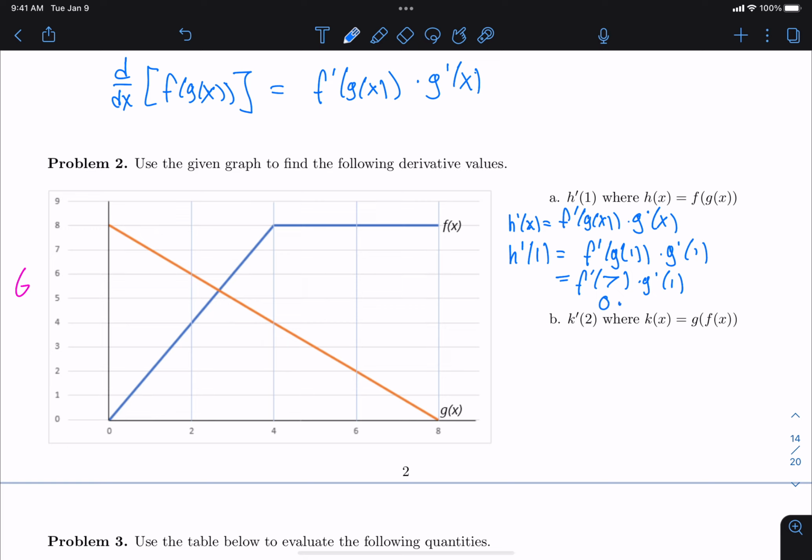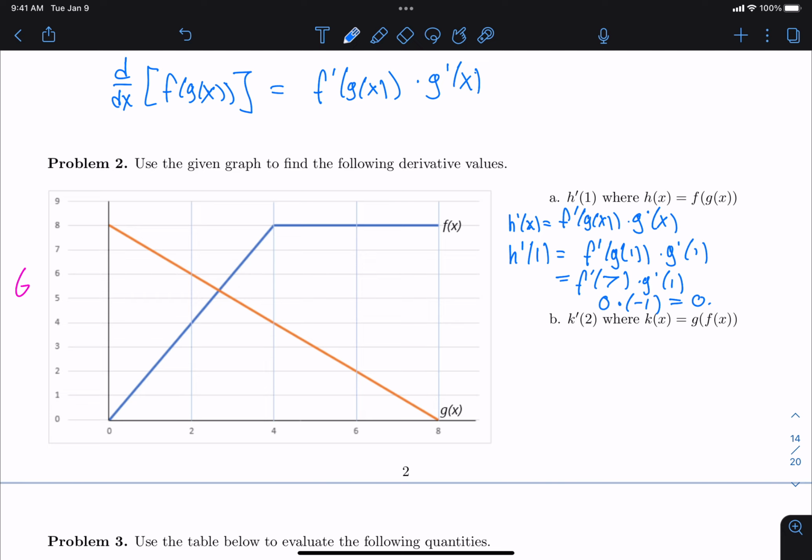So we get 0 times, and how about g prime of 1? That's the slope of the g function when x is equal to 1. Well, the slope of the g function is the same everywhere because it's just a line, and I can figure out its slope by doing rise over run. The way that I see it is, it looks like it goes down 8 and over 8. That's a slope of negative 1. So I get 0 times negative 1, which would be 0. Okay? So that's that one. Any questions? Yeah. Since you got 0 in the first part, do you need the g prime? You don't. No, because 0 times anything is always going to be 0.